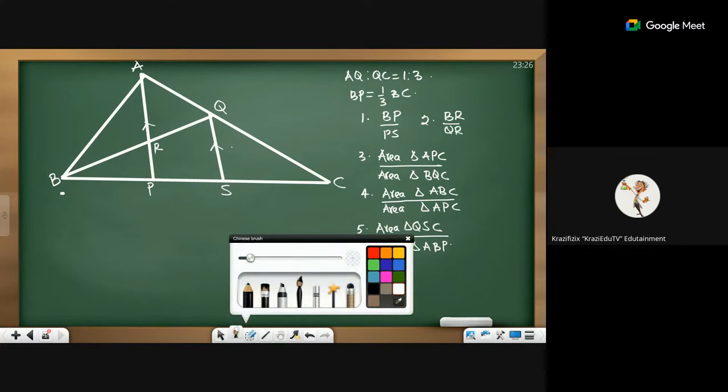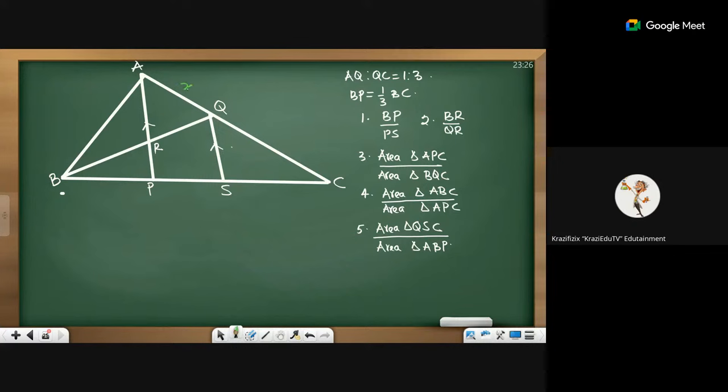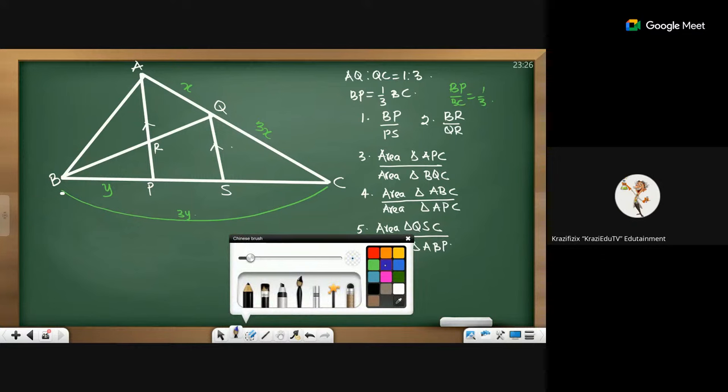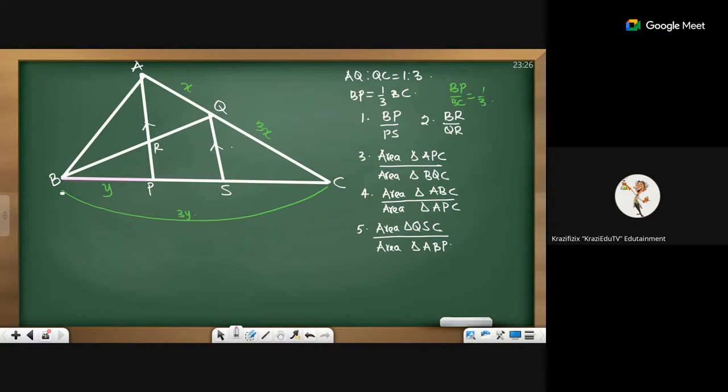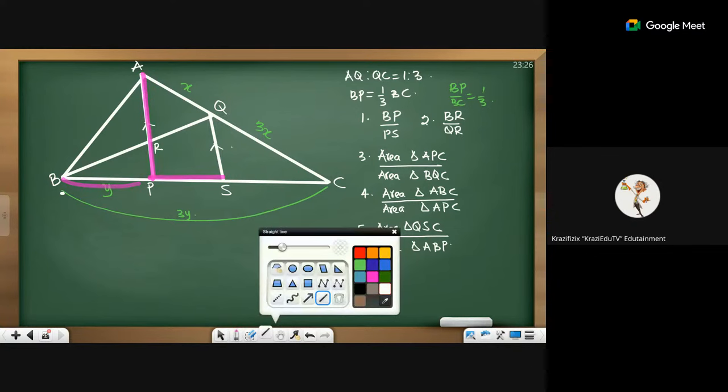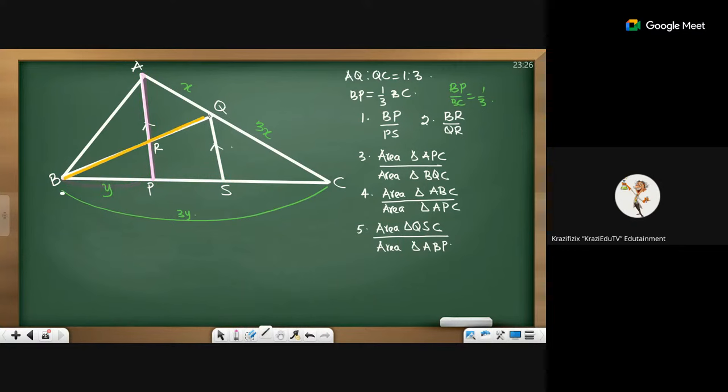Let's run quickly. 1:3. So I would say x and 3x. That is 1:3. You know what this means now. This means BC is 3y. Quickly, what are we looking for? BP over PS. Let's trace it. Tracing, guys. PS. Look, once you trace it and it stops, those skills will help you.